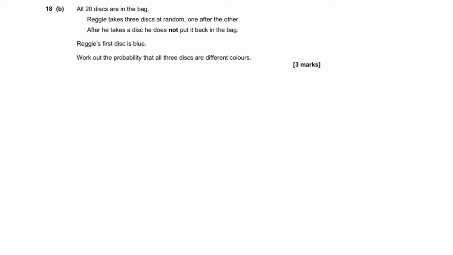So the key here is that the discs are not returned to the bag, so the probability when Reggie is taking discs is going to change each time. There was also a big space at the bottom of the question, which is a clue that we're going to be drawing a tree diagram.